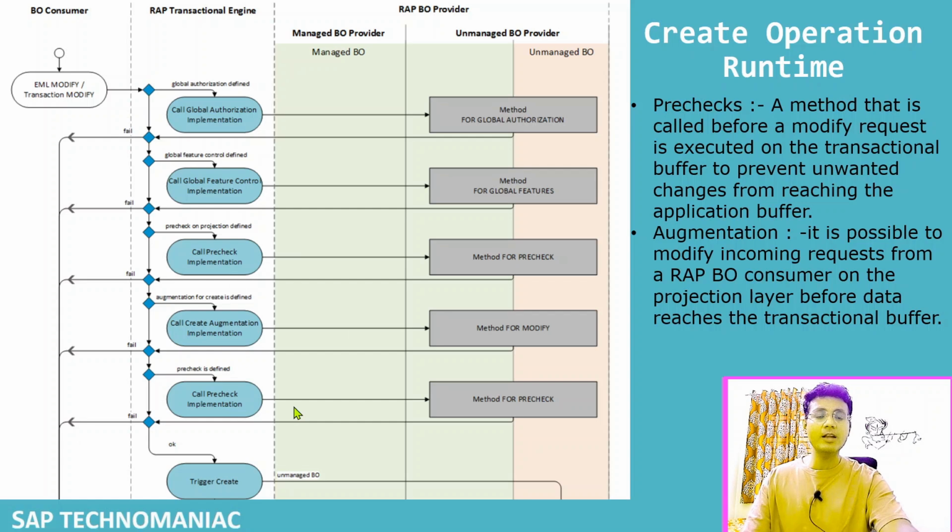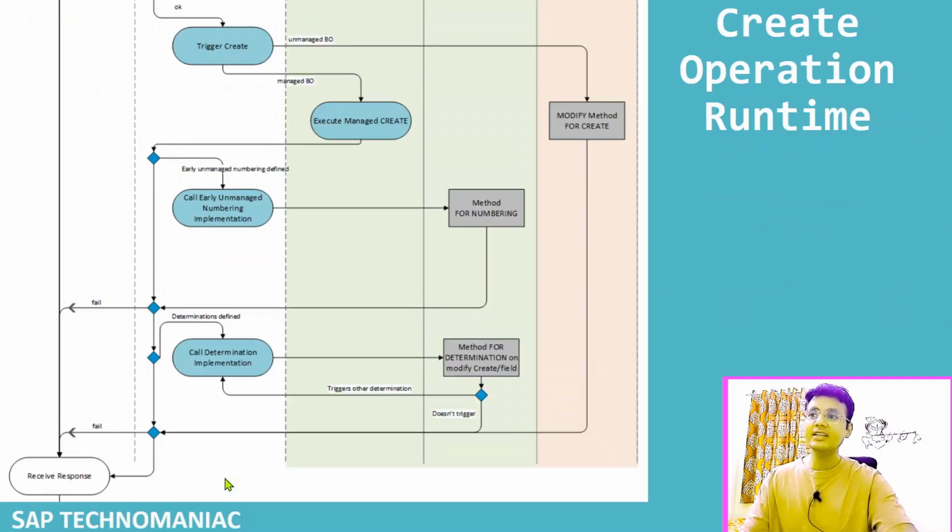If you define any pre-check at your interface level, that will be called, and after all these 5 methods, the trigger create will be called. So in both unmanaged and managed scenarios, you can define all those 5 methods. When you call the create trigger method, in the unmanaged scenario it will directly call the modify method for create, which we created in my last video. That will be called and everything will be done, and data will be saved to the transactional buffer.